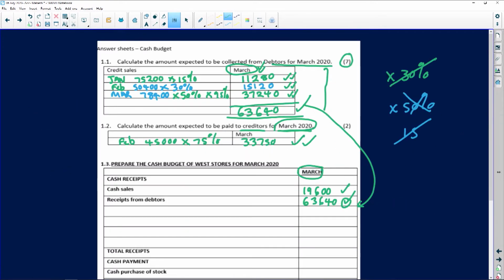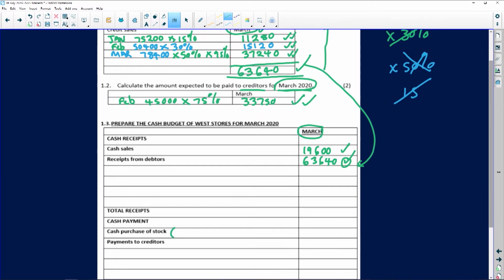So remember, cash purchase of stock, try and show your calculation in brackets. So all we did was we took the 25,000 times 25%, and that obviously gave us the 6,250, and that should have been really straightforward to get those 2 marks.